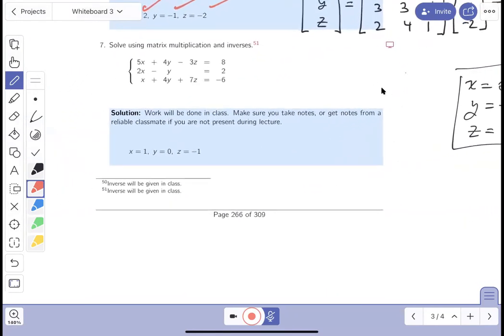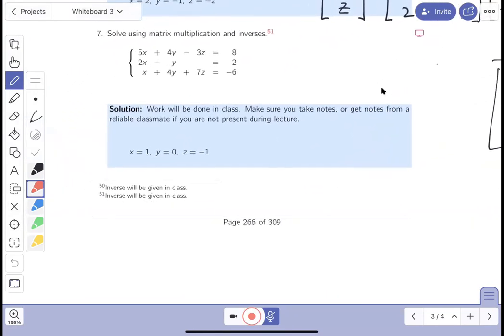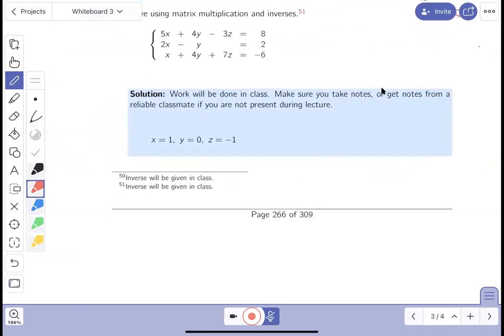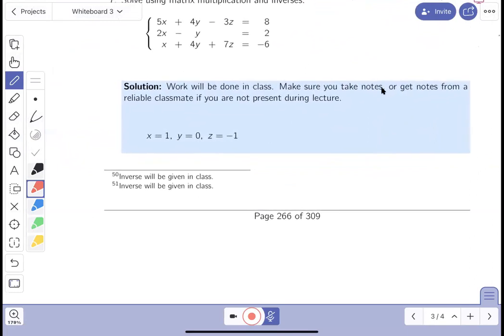All right. So 51 says, using matrix multiplication and inverses, do this problem. And what does it say? Inverses will be given. Okay. I'll give you the inverse. So I'm going to write down the matrix. And as I do that, let me just write it down for you. It's going to be 5, 2, 1, 4, minus 1, 4, minus 3. Whoops, that doesn't look like a 3, does it? 0 and 7.